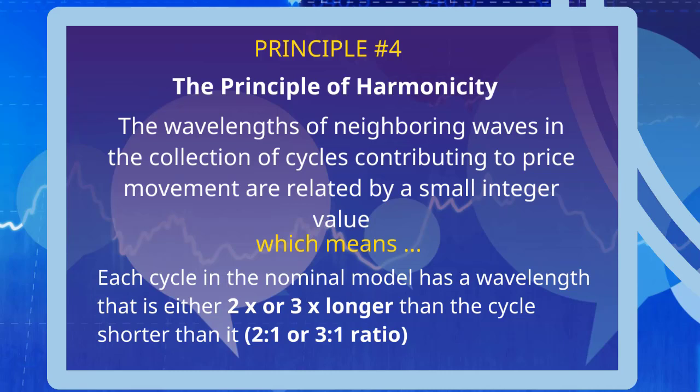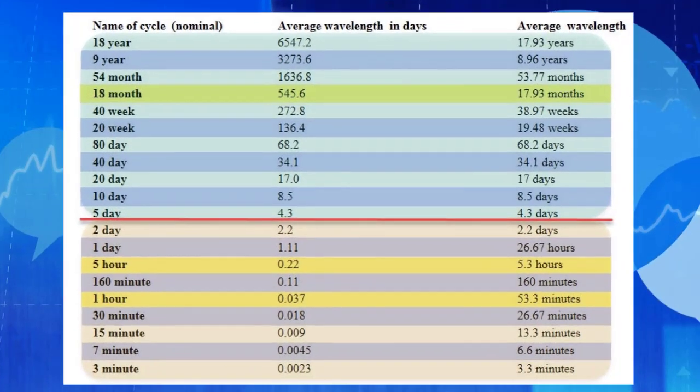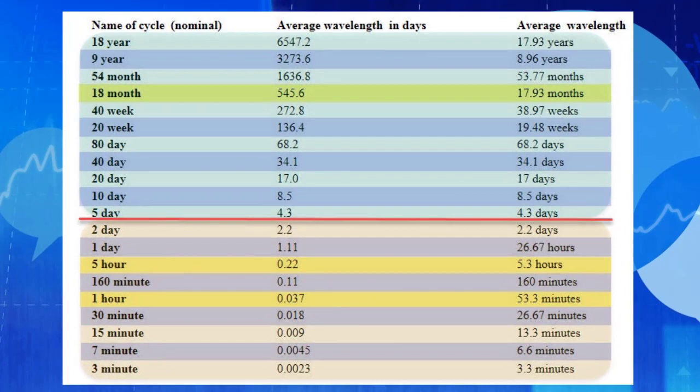So this principle means very simply that each cycle in the nominal model has a wavelength that is either 2 or 3 times longer than the cycle that is shorter than it. That gives us a 2-to-1 or a 3-to-1 ratio. Now, Hurst mentioned the numbers 2 and 3. He didn't mention any other small integer values, but it is possible that other integer values come into play.